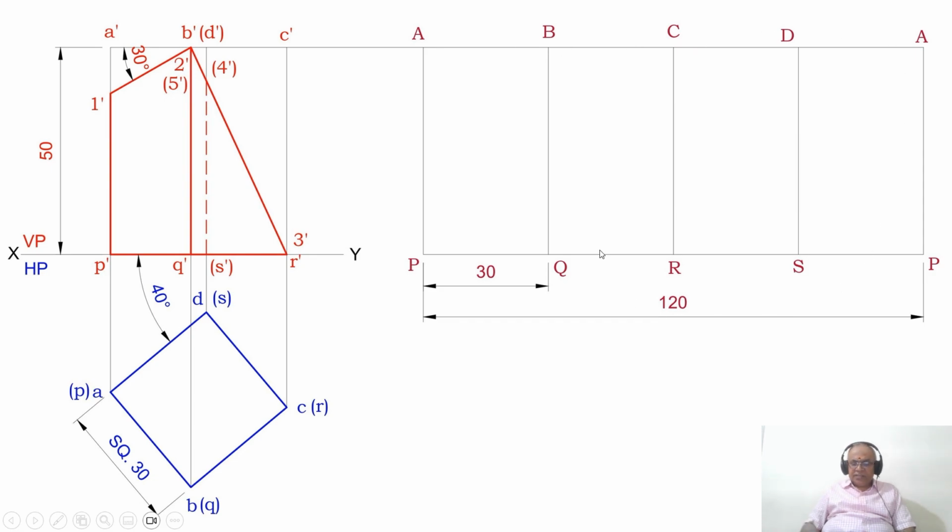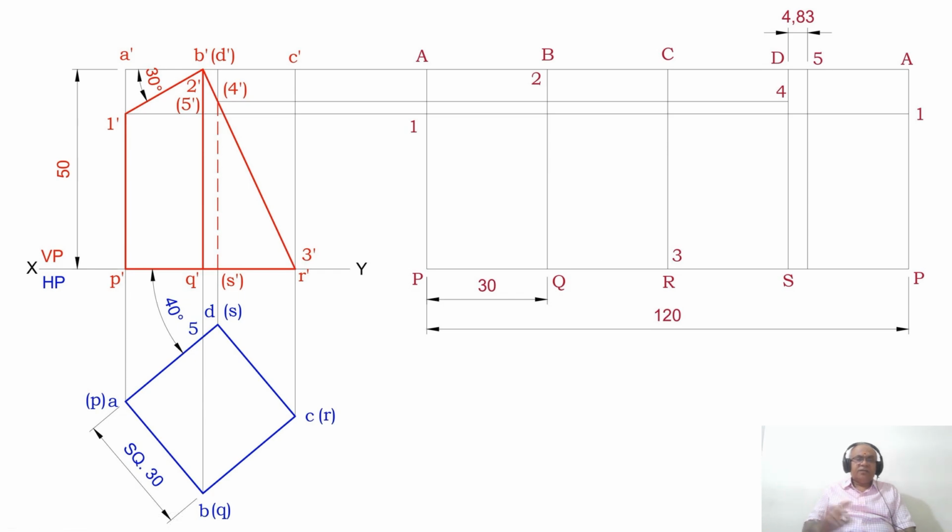So once you do that, then I need to transfer these points. How to do that? 1 dash is on A dash B dash, A dash B dash is in true length, so AP is here also in true length.